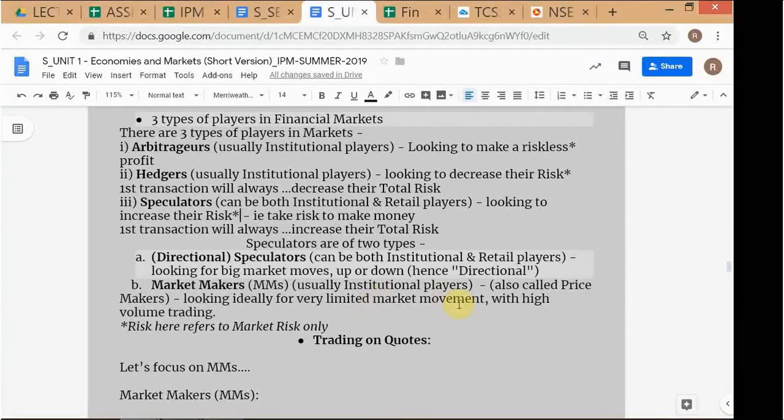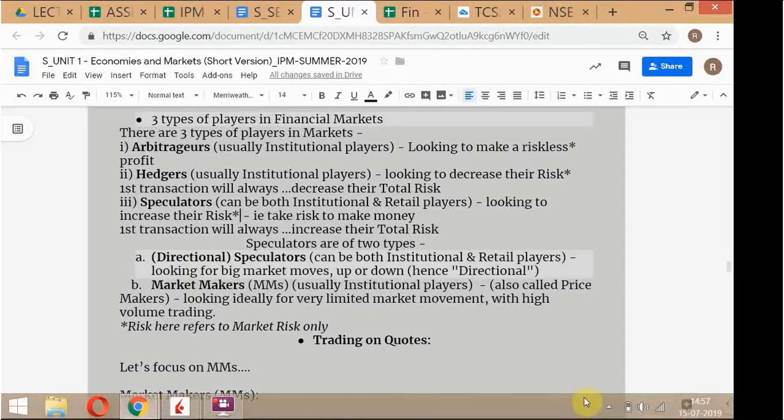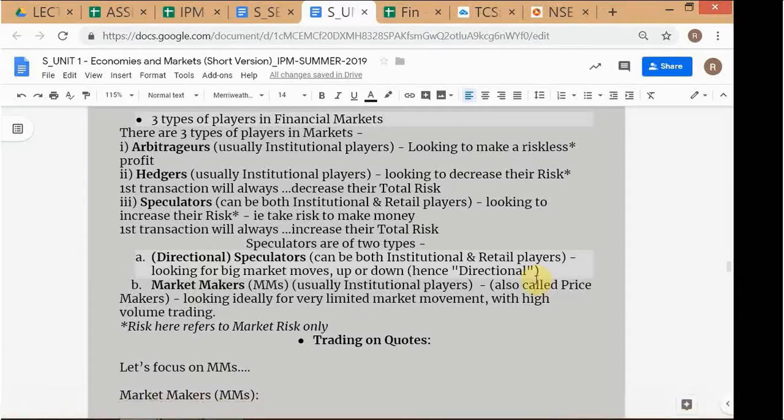So we can understand the categories of players from this very simple idea. We'll go into the detail later, but first understand how it's organized neatly around this concept of risk. Arbitrageurs are looking to make riskless profit, which means they want to do transactions in which they are trying to make profits and they are not going to carry any market risk.